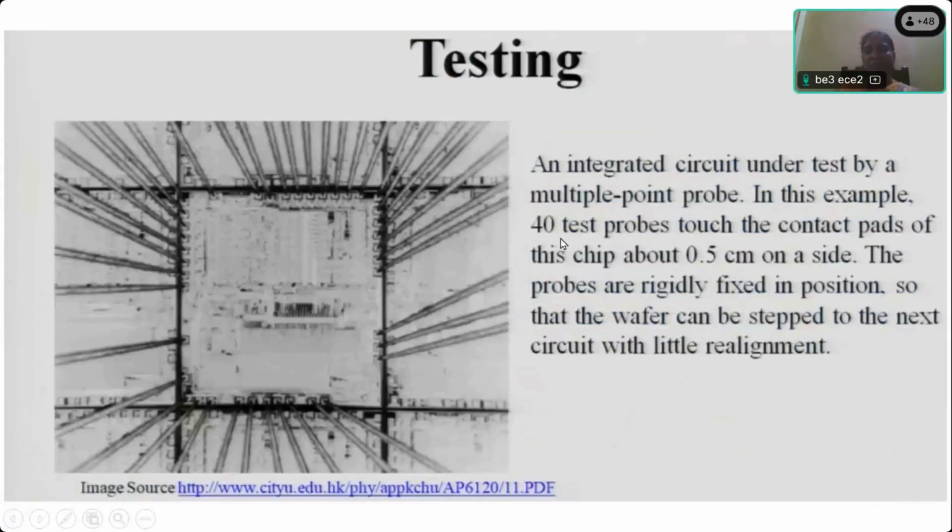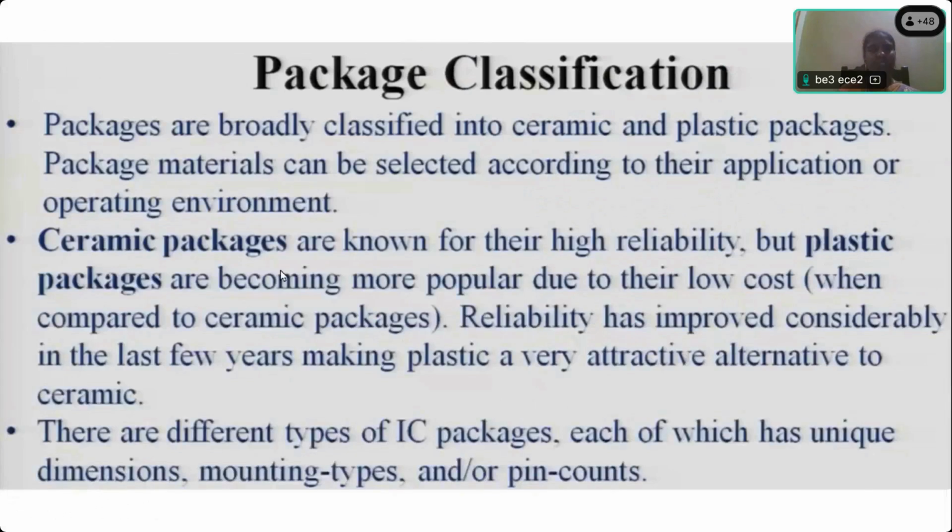Now you can see here 40 test probes are there. I told you the wafer should be tested. It should be kept on the contact pads. So here, this is the wafer kept on the contact pads, and the test probes are there, 40 test probes. Okay, all these are test probes which will test which area is a good die, which area is a bad die. This is the picture. Now after testing is done, good dies are taken out, and we go for packaging.